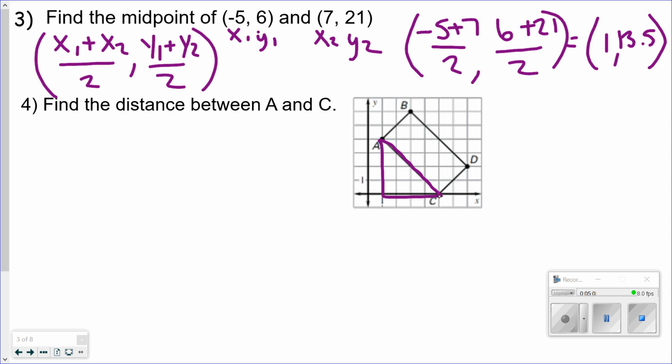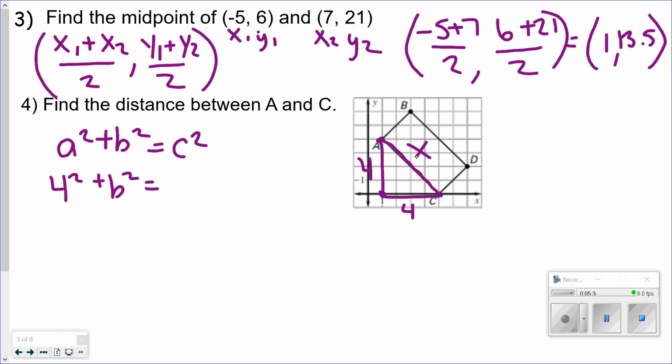If I count the spaces for the leg, this has a length of 4. If you count from this circle to this point, that's 4. If I do from this point again to point C, I also count 4. So the Pythagorean theorem is a squared plus b squared is equal to c squared. In this case, a is 4, b is 4, c, I'm going to call x because that's the distance that I'm looking for. Sorry, you notice that I put a b instead of a 4, so I just changed that.